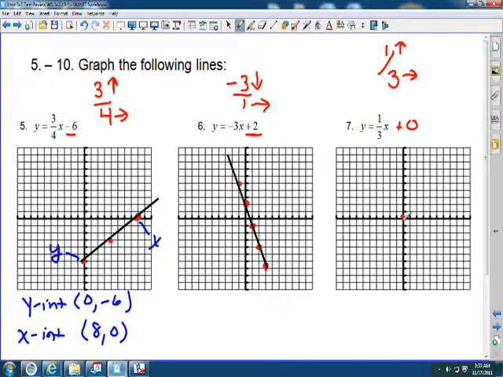So I will start at the origin. Up 1, to the right 1, 2, 3, and put a dot. Up 1, to the right 1, 2, 3, and put a dot. Now if I want to go backwards, I'll go down 1 and to the left 1, 2, 3. I will draw my line. 3 or 4 points is enough. And there we go.